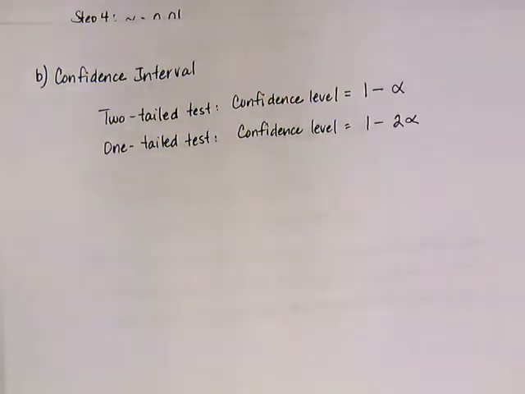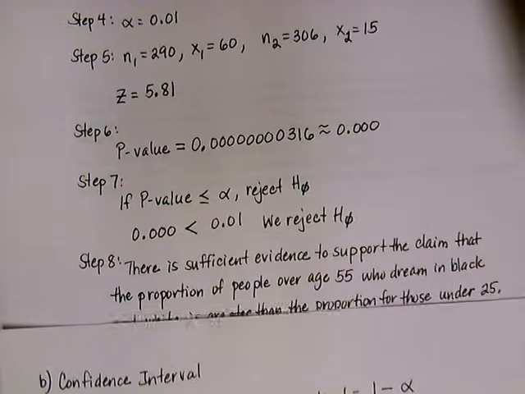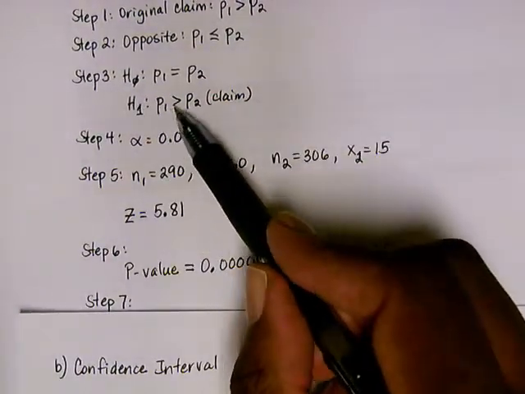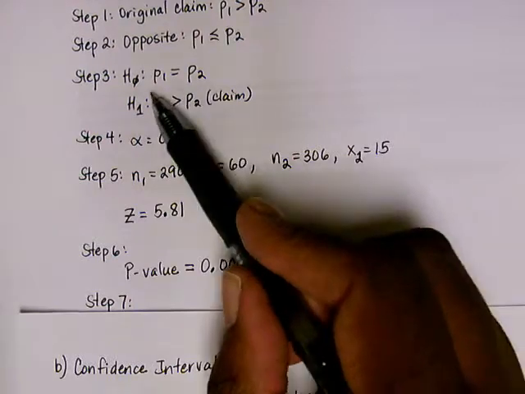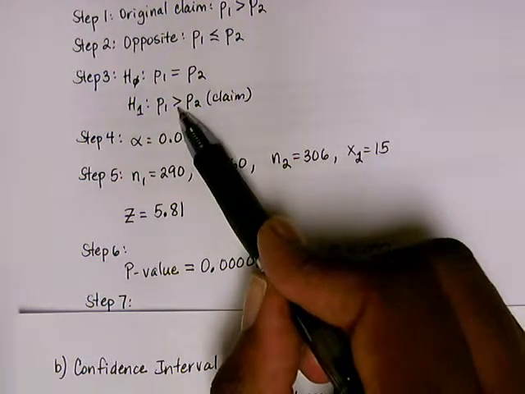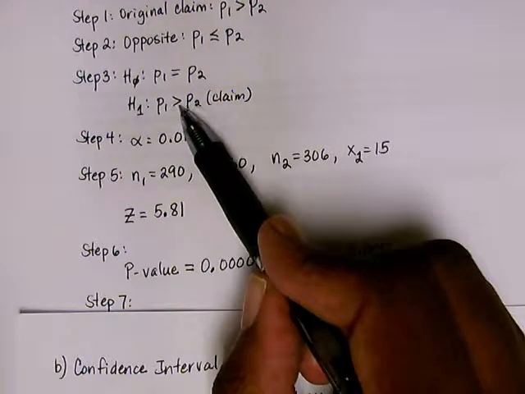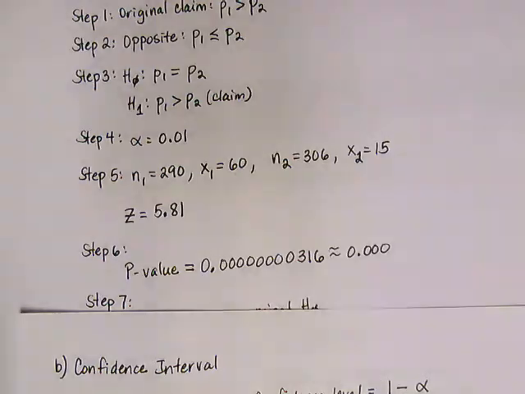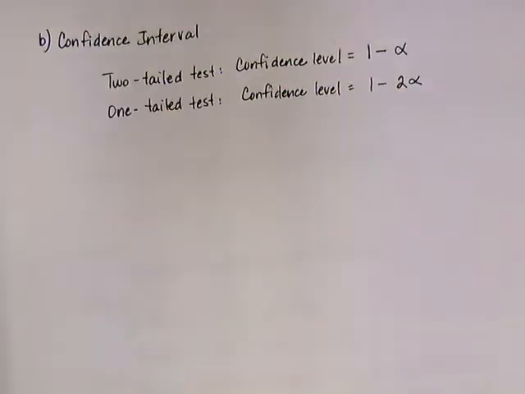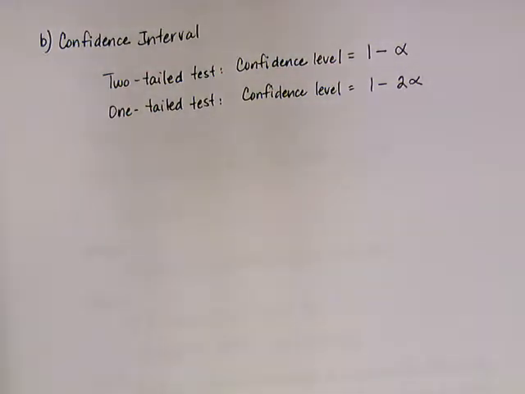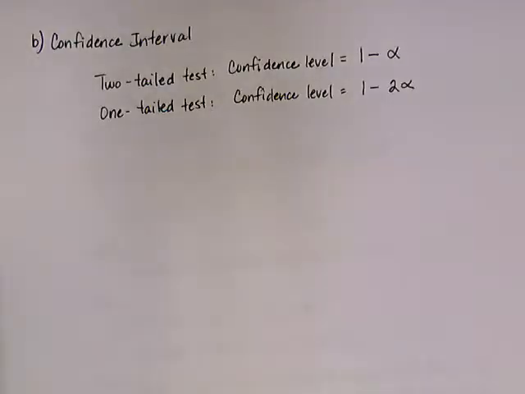So we go back to our alternative hypothesis. The alternative hypothesis tells you what type of test you have. It says greater than, so you have a right-tailed test. That means it's a one-tailed test, so our confidence level will be 1 minus 2 times that alpha level.